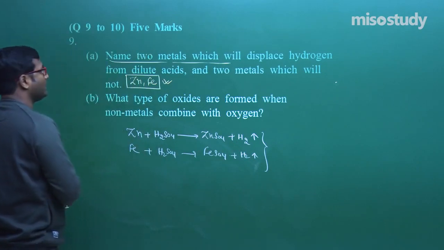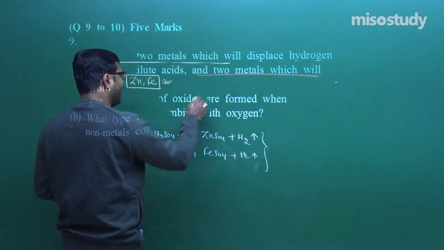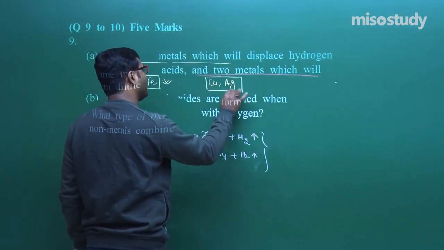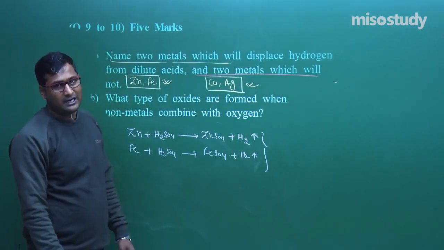Clear? Now the question, and the 2 metals which will not. We know copper and Ag are less reactive than hydrogen as per the reactivity series. So they will not displace hydrogen from the dilute acid.